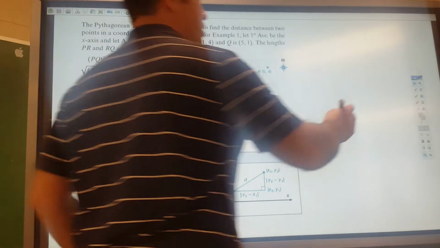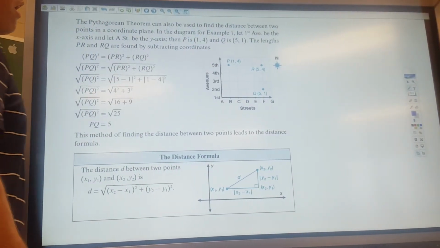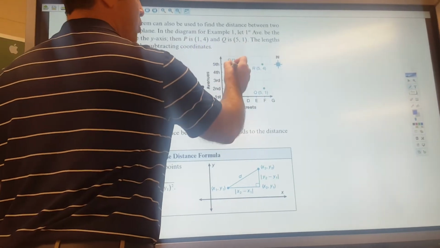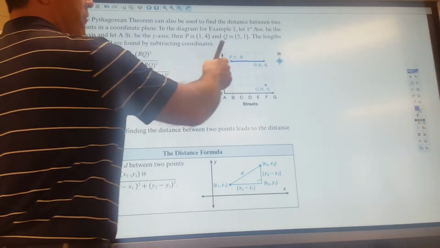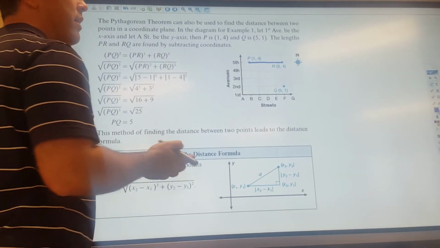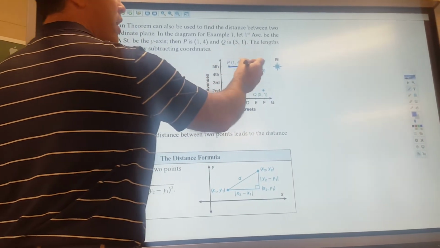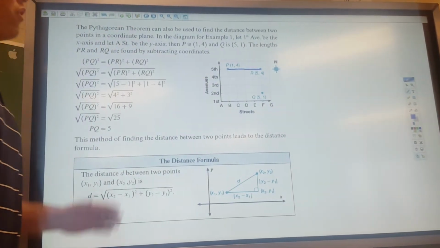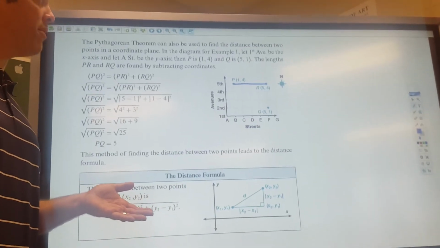All right, if we wanted the distance from P to Q, well, how do we get this distance right there? Well, before in the last example, we just counted the squares. All right, is there another way to do it? Now we look at this. This is the x direction. I've gone from 1 to 5. If I go from 1 to 5, what do I do with those two numbers to figure out the distance?